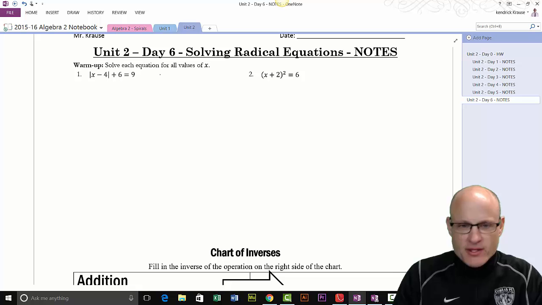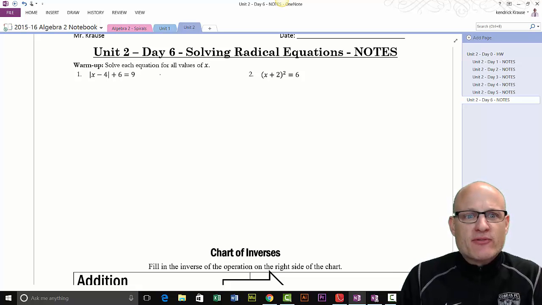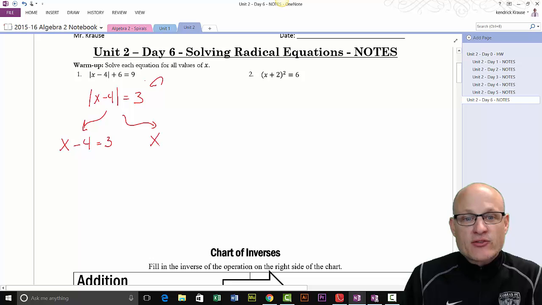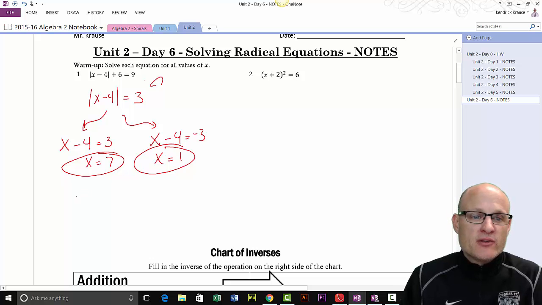Okay, let's get started. So anyway, we're going to solve absolute value functions. Don't forget, isolate the weird thing, get the weird thing alone. The absolute value of x minus 4 is equal to 3. Split it up into 2 problems: x minus 4 equals 3 and x minus 4 equals negative 3. Solve them. x equals 7. x equals 1. Check them.